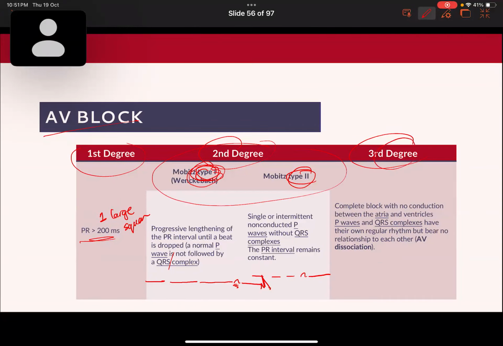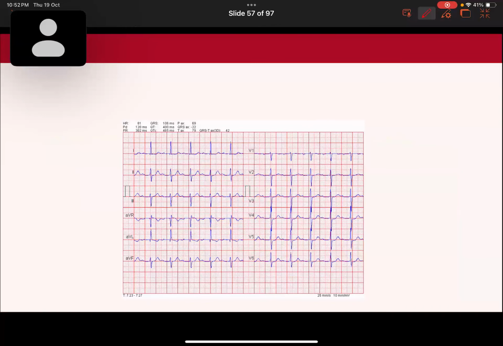Lastly, third degree. In third degree, there's complete block of the AV node. What does that mean? This means that the AV node is no longer conducting electricity from the atria to the ventricles. So the ventricles are completely acting by themselves and the atria are completely acting by themselves. But you see random P waves with random QRS complexes that have no association with each other. Let's take a look at some examples of that.